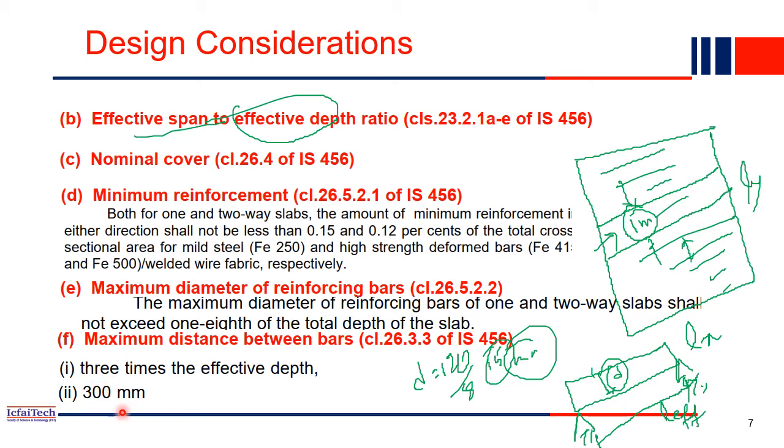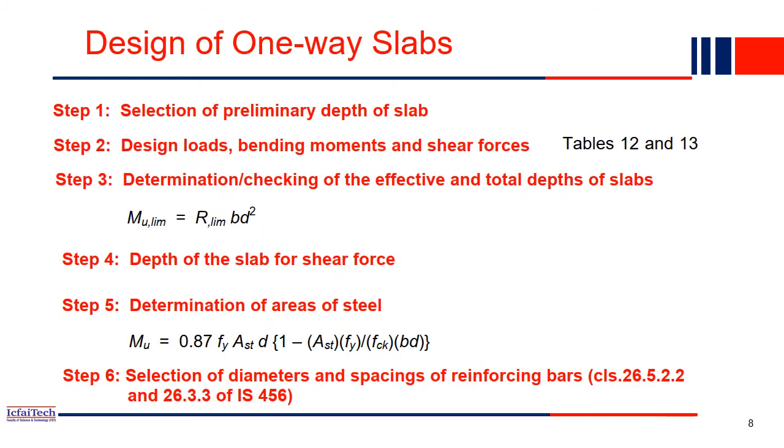It should not be, whichever is less, 3 times the effective depth or 300 mm. Whichever is less, that we have to provide, is the maximum distance between the bars. In this clause basically you will get it. So please open this clause and read the entire paragraph, what they mentioned. So those are basically the 6 design considerations we have to take care of while designing the slab. Corresponding to each, the clause number is also mentioned; please check the clause number, read the content and do the design. So now we'll see the design of one-way slabs.